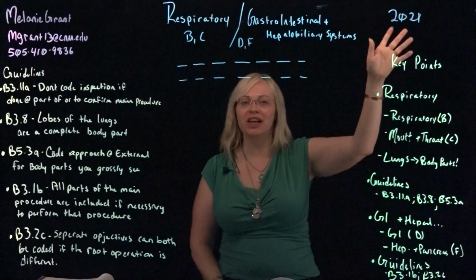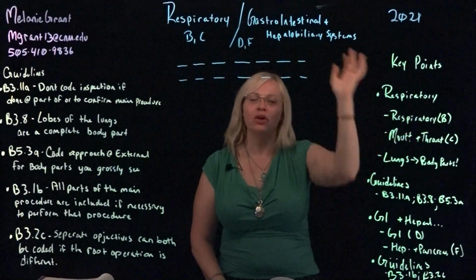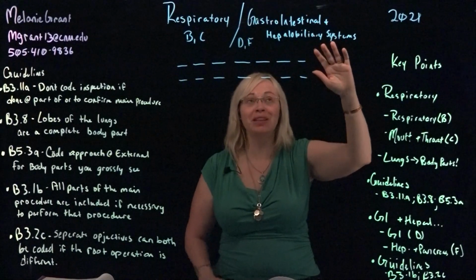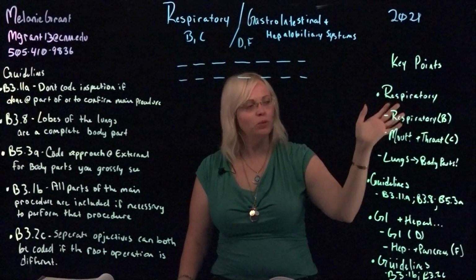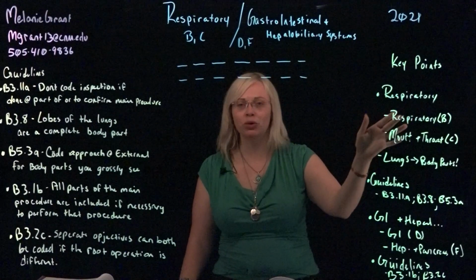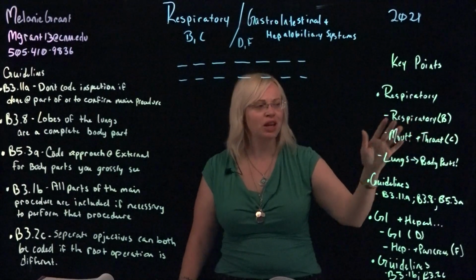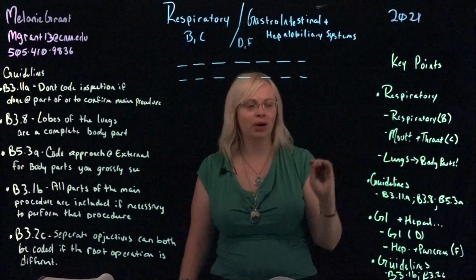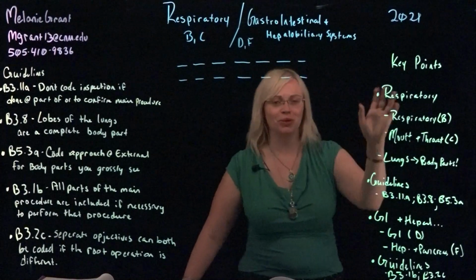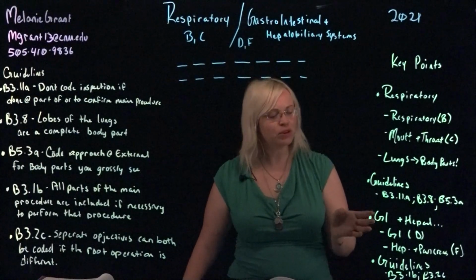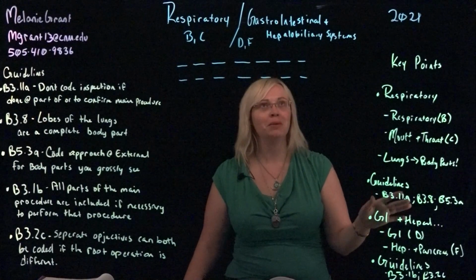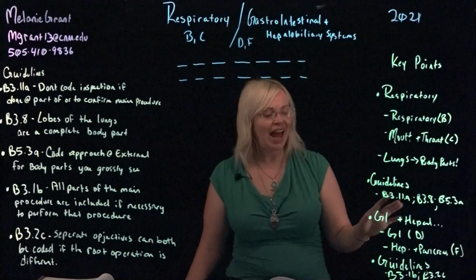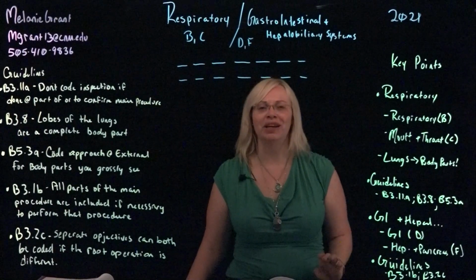Today, our focus is for our class 2021 PCS Coding for specifics related to respiratory and gastrointestinal and hepatobiliary systems. Our key points will be focusing on the different characters within the respiratory, which include respiratory procedures, as well as mouth and throat, and a quick look at the lungs and those body parts, and guidelines to the respiratory system. And then we'll flip over to our chapter on gastrointestinal and hepatobiliary systems, which include the gastrointestinal system, hepatobiliary, and pancreas, and specific coding guidelines.